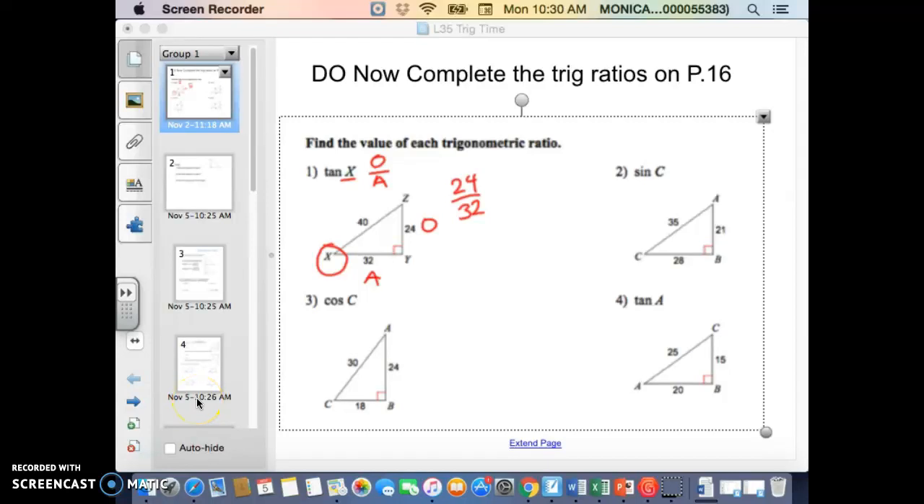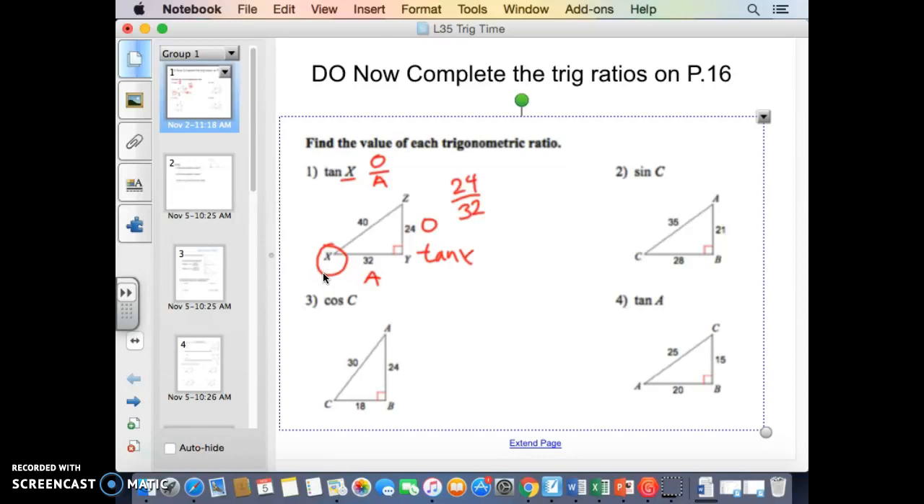So let's be reminded that tangent is opposite over adjacent. If I'm looking from angle X, I can see that the opposite side is 24 and the adjacent side is 32. So this would be tan X equals 24 over 32. Let's make sure your mode is degrees. And you should get about 37 degrees.